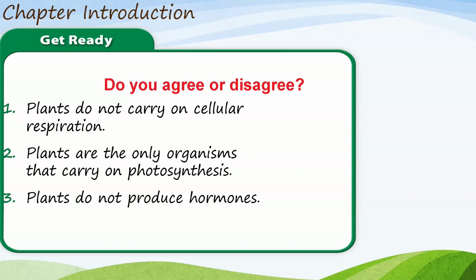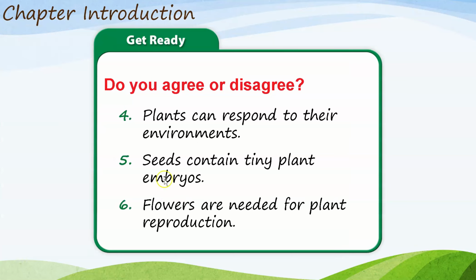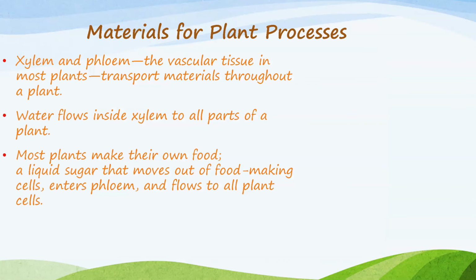Plants produce hormones, which I talked to you about in our Zoom meeting. Hormones are chemical messengers. We'll talk about those. Plants can respond to their environment. That's true. Seeds contain tiny plant embryos. That's true. And flowers. But we already talked about those two things. So, materials needed for plants. We already talked, let's review real quick.